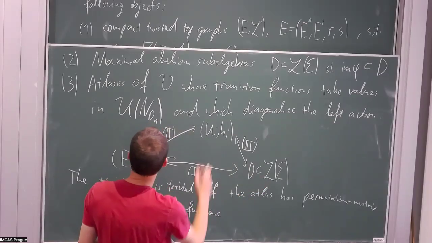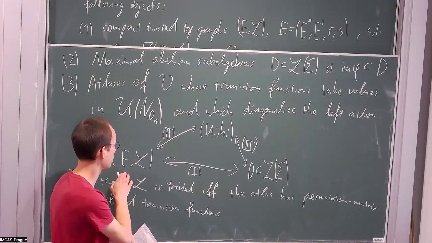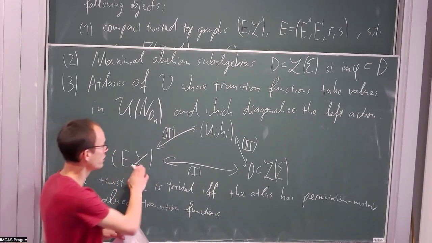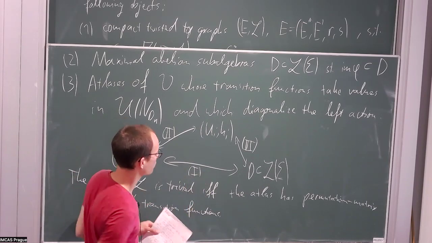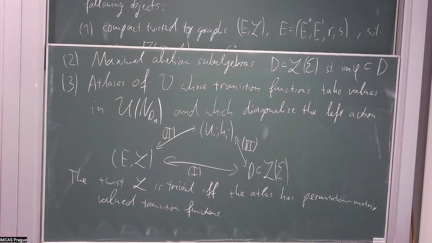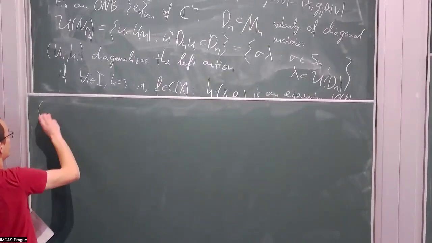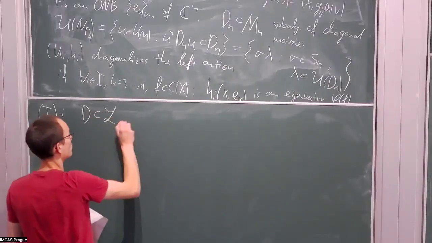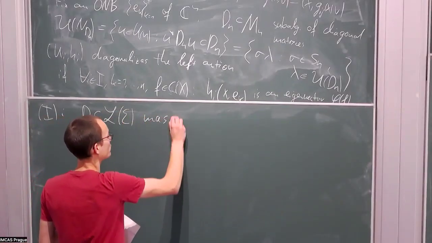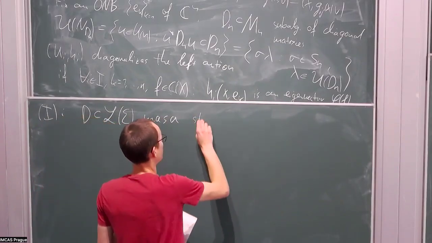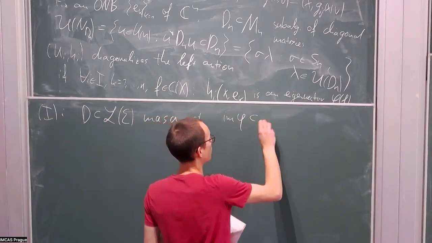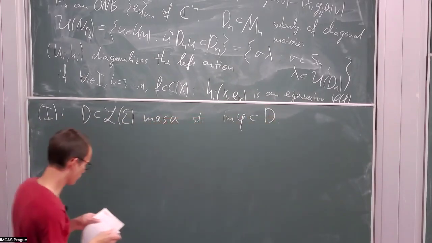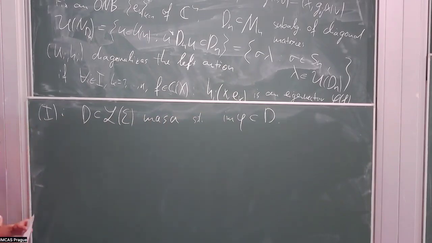So start with a maximal abelian subalgebra, construct the twisted topological graph, then construct the atlas, and then go back to the subalgebra. So let's look at arrow 1 in this diagram. Take a maximal abelian subalgebra, which contains the image of the left action. Okay, so what do we do? How do we get a topological graph?